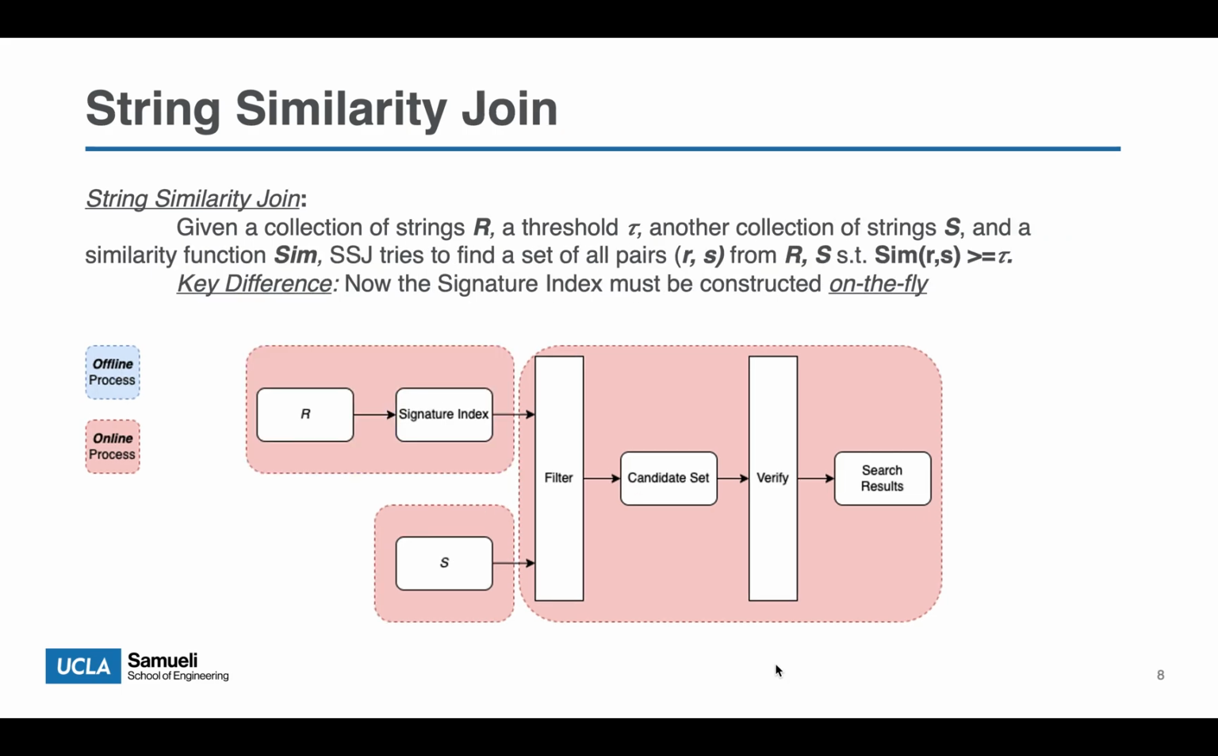So similarly, string similarity join uses capital R, but with an additional collection of strings capital S. So the goal is to find the set of all pairs r, s from capital R, capital S such that the similarity score of the pair is larger than tau. So here, please note there's a key difference. That is, the signature index now must be constructed on the fly. So unlike string similarity search, where the index construction is offline and will not affect user experience, in string similarity join, this is done online during the join. So we really need a fast and efficient algorithm. Otherwise, the user's experience will be affected.